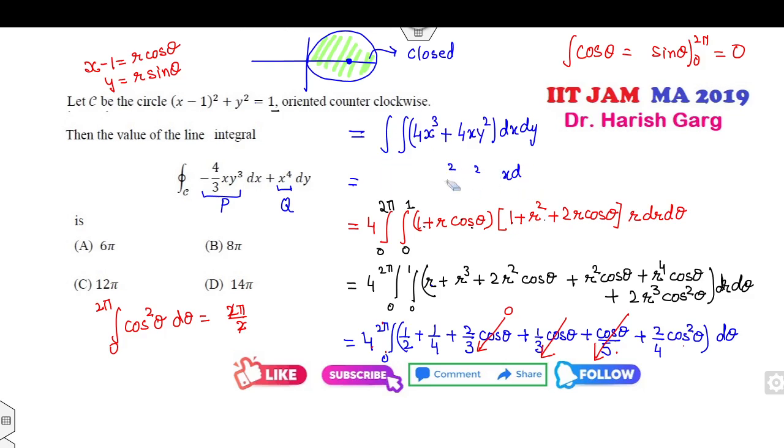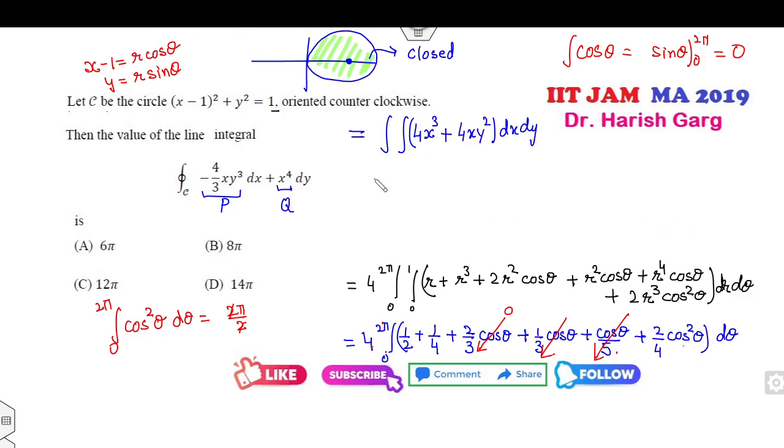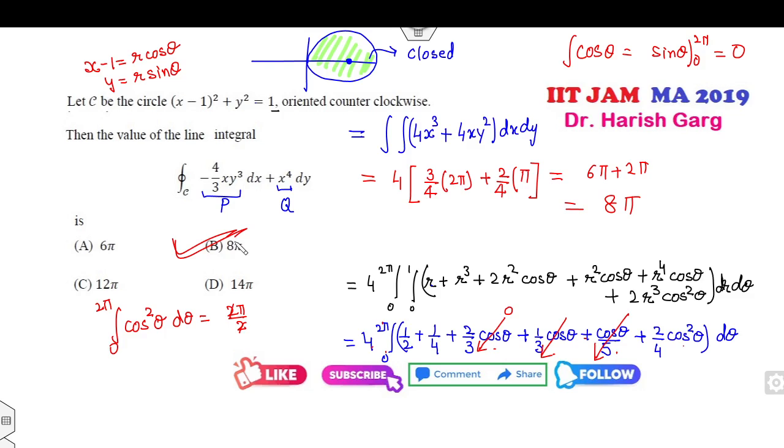Let me clear this screen. So the answer will be 4. Fine. It is 1 over 2 plus 1 over 4, it's 3 over 4. Integration from 0 to 2 pi is 2 pi. 0, 0, 0. This is plus 2 over 4 into pi. Fine. So the 4 will be cancelled out. So 6 pi plus 2 pi, 8 pi is the correct answer of this problem.